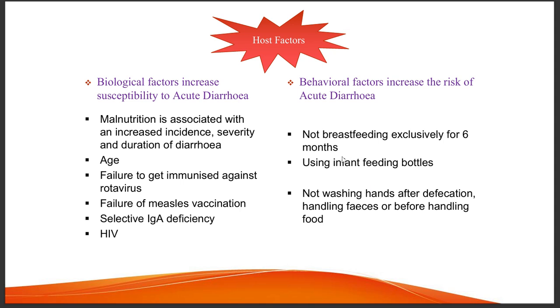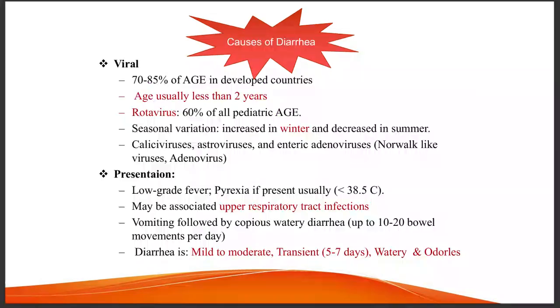Also, using infant feeding bottles can predispose them to infections that can lead to acute gastroenteritis. Not washing hands after defecation, handling feces, or before handling food. So it's important to understand that. Now, when it comes to the causes of diarrhea, there are infectious causes and non-infectious causes. But of course, the commonest causes in acute gastroenteritis, when we are discussing it, are infectious causes.